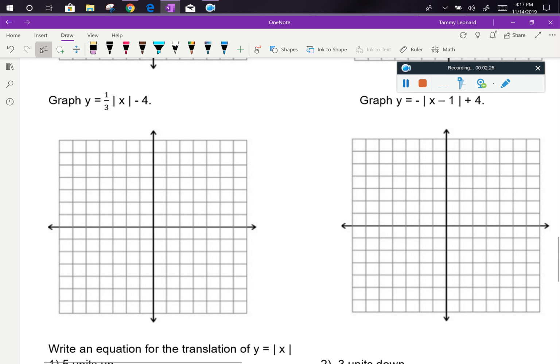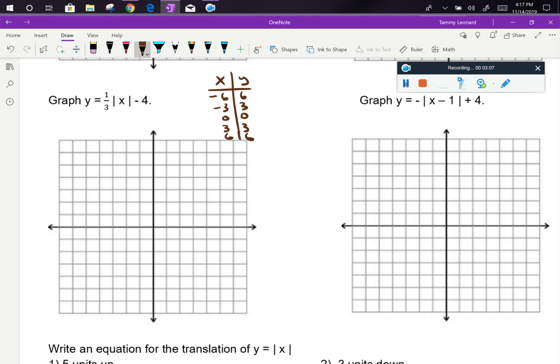Now my next graph has a stretch, and anytime I have a stretch, I like to actually make the table again. But it's the same table, so -2, -1, 0, 1, 2, 2, 1, 0, 1, 2. But I'm looking at this and I'm like, wait, I've got to take a third of stuff. And most of my numbers are not divisible by 3. So instead of picking those numbers, I might actually go back. I'm going to pick -6, -3, 0, 3, and 6. It's going to make life a little easier. So the absolute values are still simple.